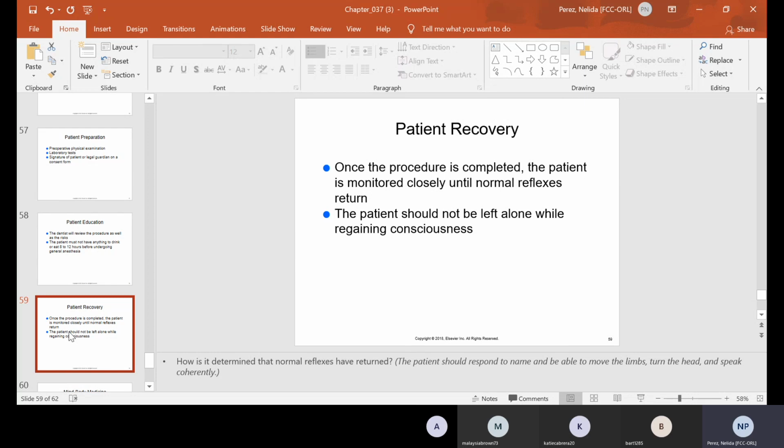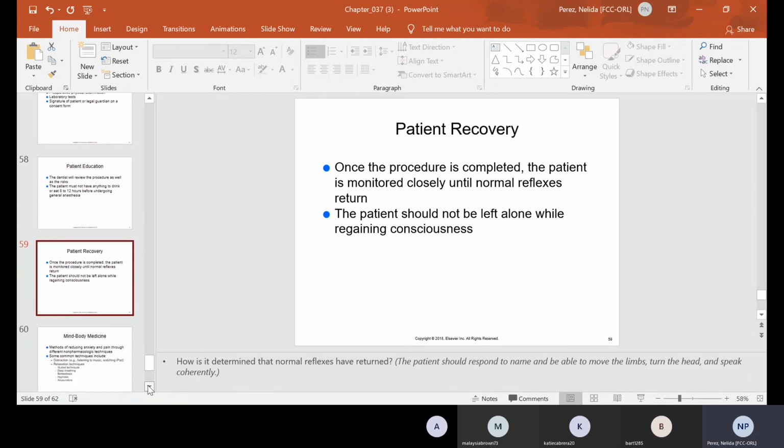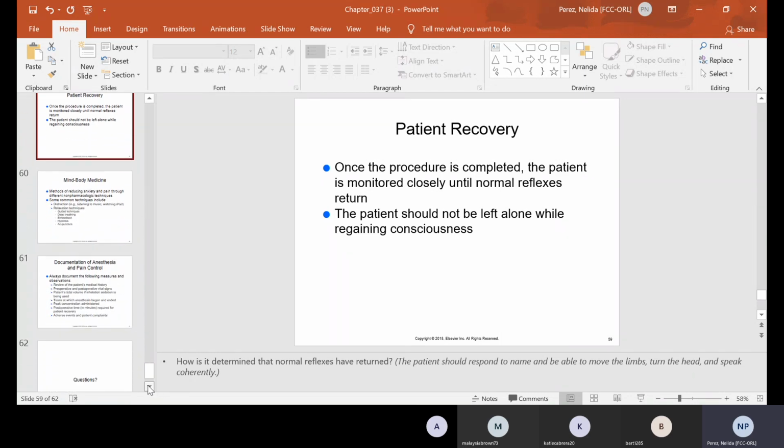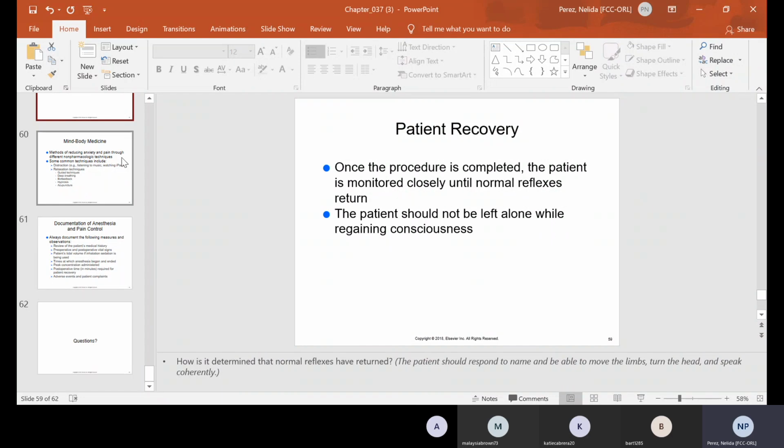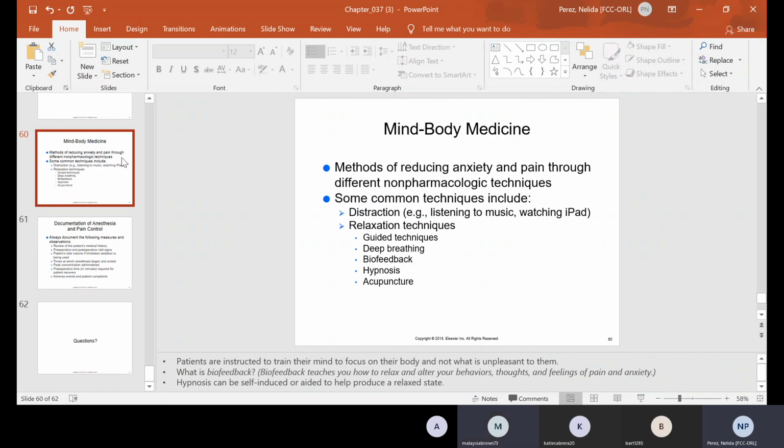Their recovery, once the procedure is completed, the patient is monitored closely until normal reflexes return, and then the patient should not be left alone while regaining consciousness. So we have to make sure everything is okay. Don't walk away from them because that's when things become a little bit complicated.